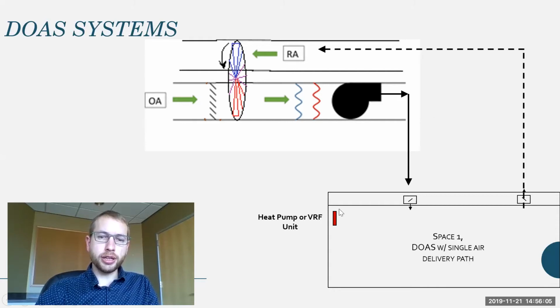The heating or cooling will happen from little terminal units inside the spaces. This could be a heat pump, a VRF cassette, even like an electric baseboard. But the idea behind a dedicated outdoor air system is you're dedicating outdoor air just for ventilation, and you're providing heating and cooling another way. That's great, it's very energy efficient. It's also not super common in commercial buildings.